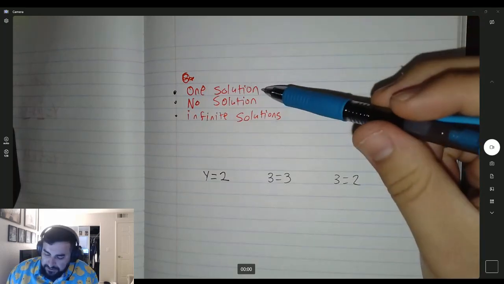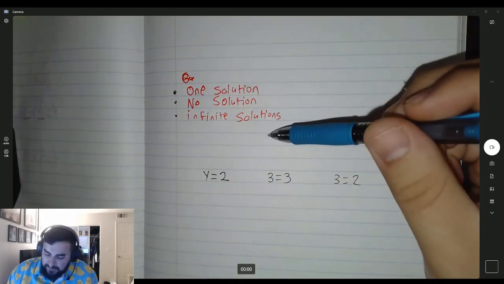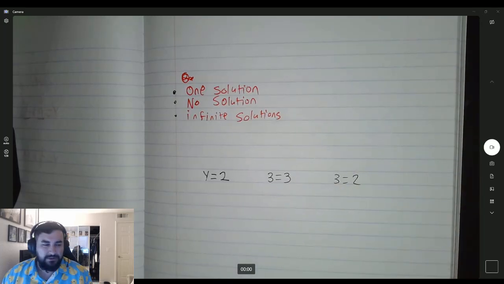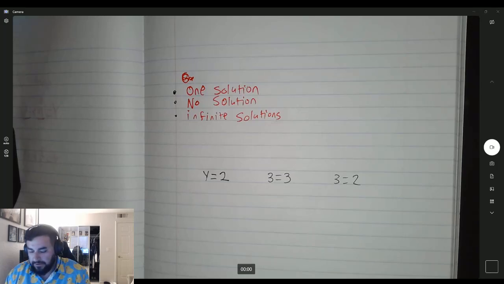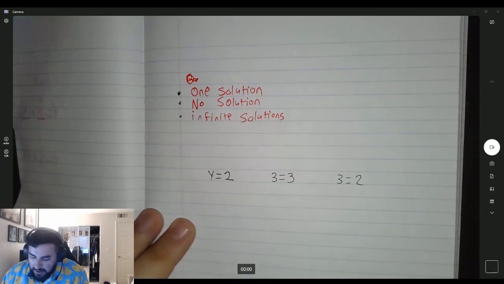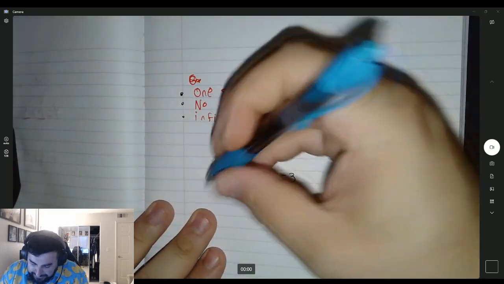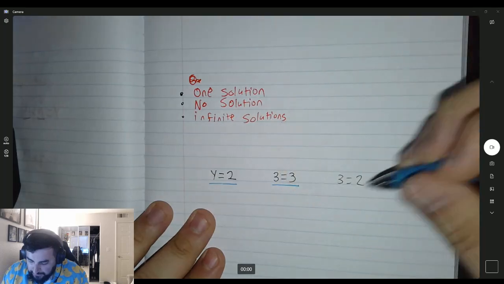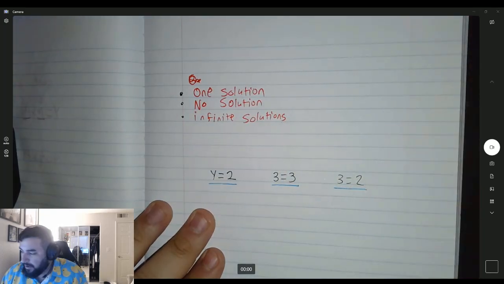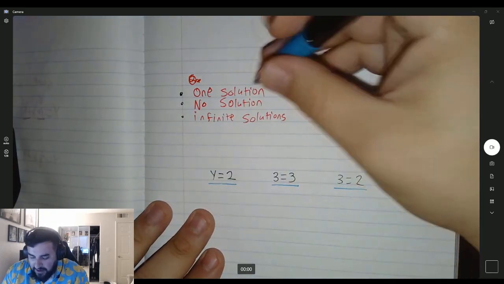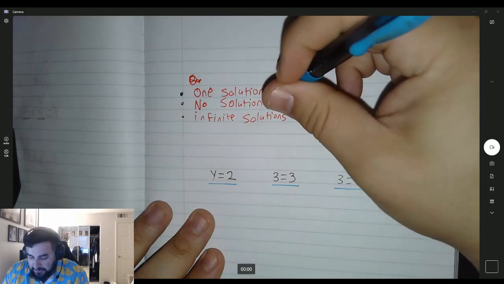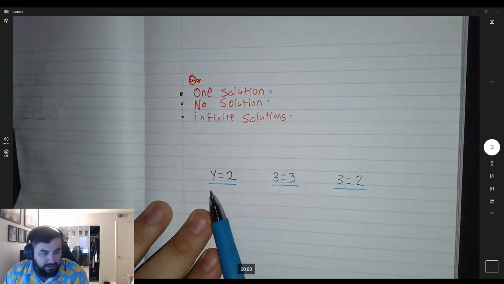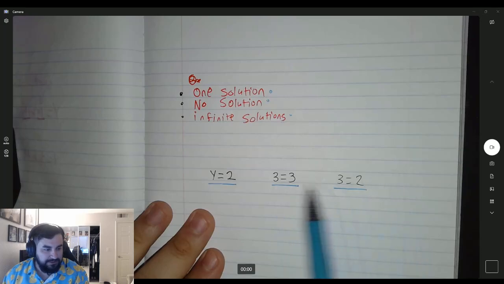So the words one solution, no solution, infinite solutions. Now think about the word solution. Solution usually means something that's resolved, something that's an answer, right? So let's talk about that for a second. I have three scenarios here: y equals 2, 3 equals 3, and 3 equals 2. And now, believe it or not, one solution, no solution, and infinite solutions can all be shown in number forms like this too. Okay?